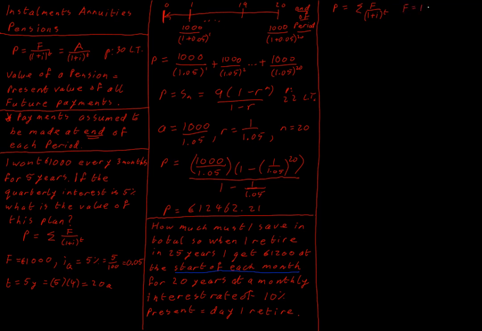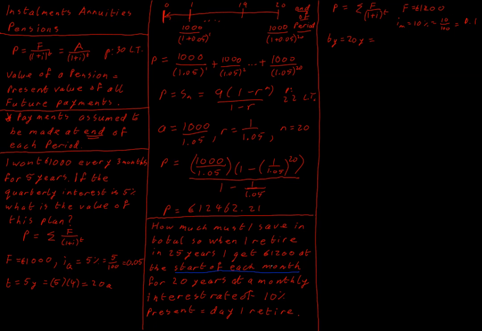We have F, which would be our €1,200. Our I is in months and is 10%. It's 10 out of 100, which is 0.1. And our time is in years and is 20 years.